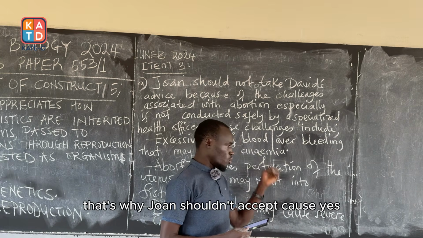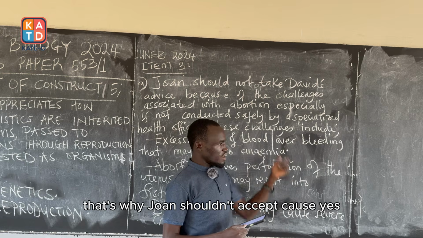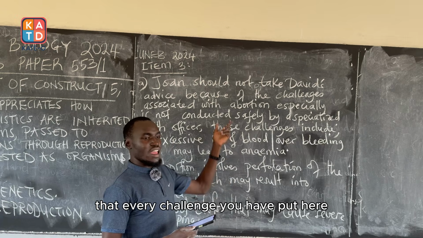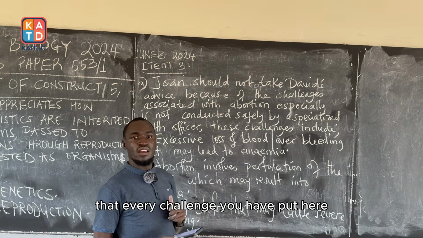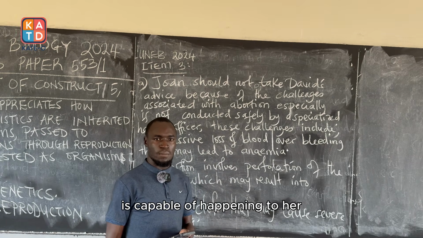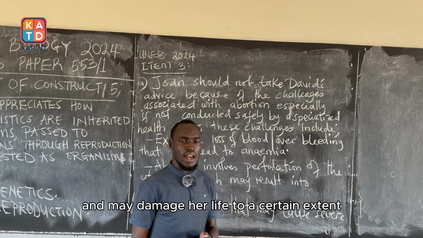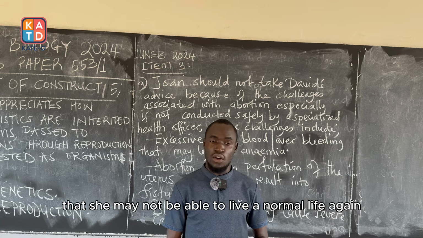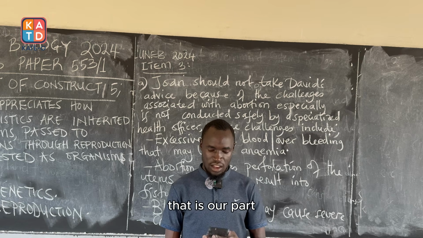That's why Joanne shouldn't accept, because once she accepts abortion, she already has to put in her mind that every challenge you have put here is capable of happening to her and may damage her life to a certain extent that she may not be able to live a normal life again. That is our part A.